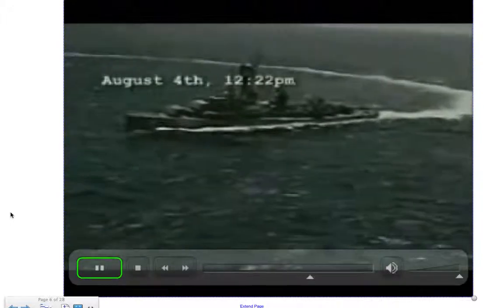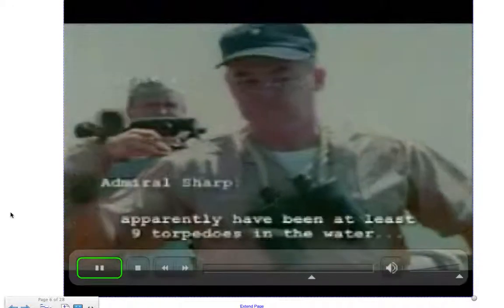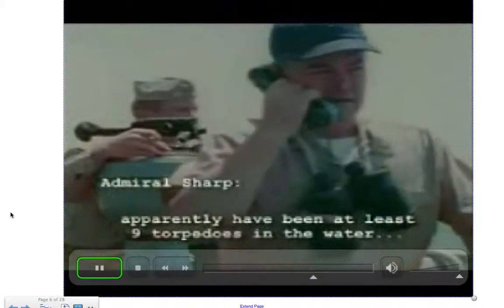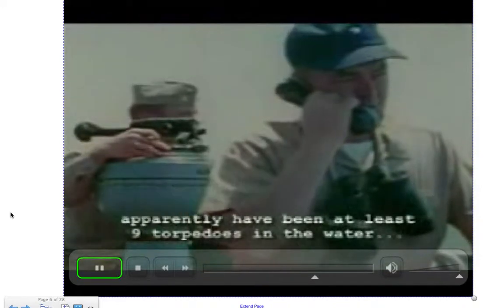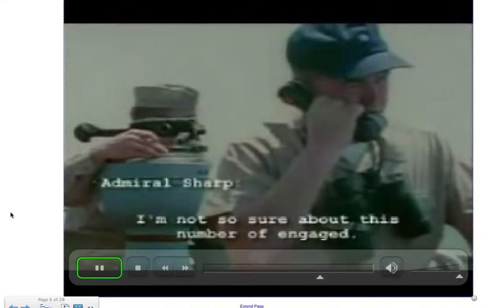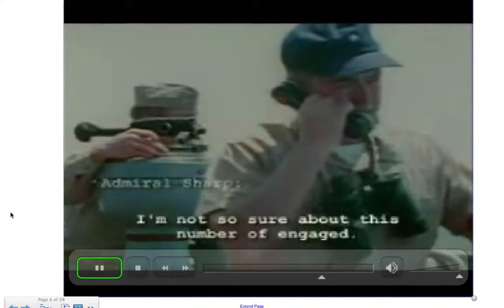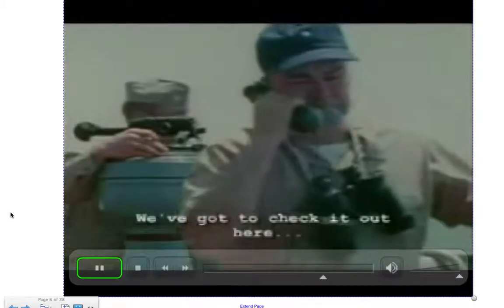Now, let me go back to the August 4th attack. Well, there apparently had been at least 9 torpedoes in the water. All missed. Yeah. No, I don't. Wait a minute now. I'm not so sure about this number of engaged. Right. We'd have to check it out here.